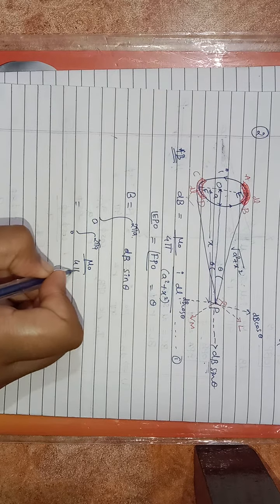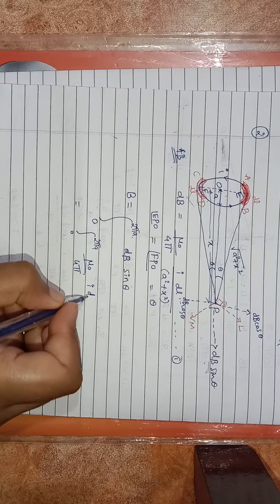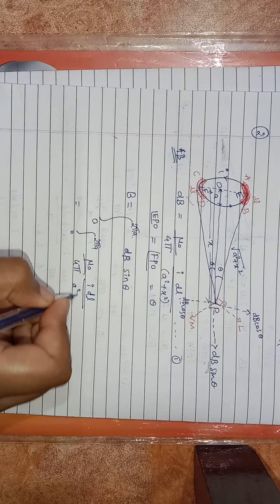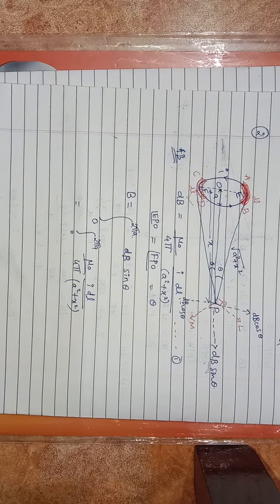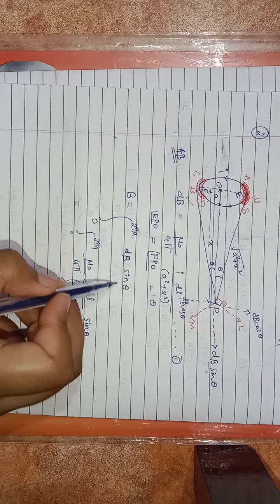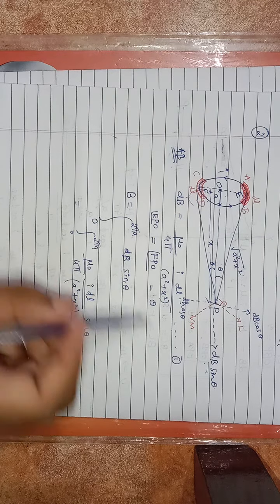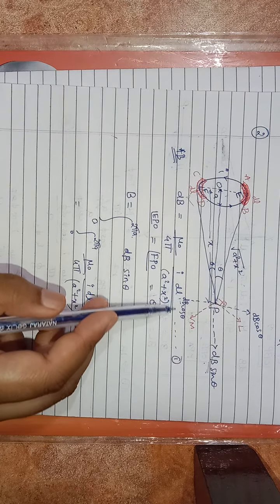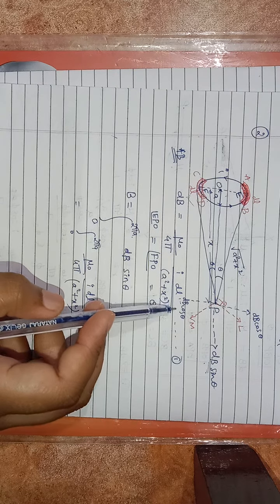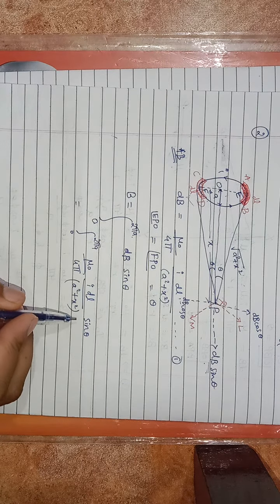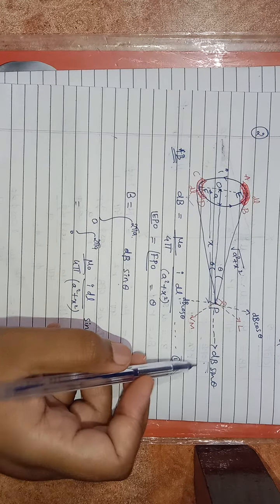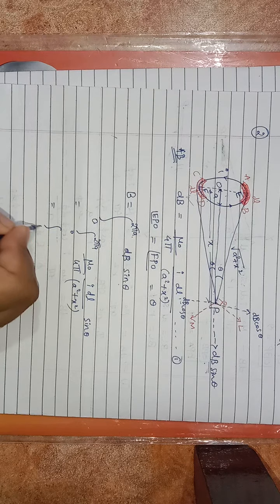Mu naught upon 4 pi I dl divided by a square plus x square. Now here one more sin theta came. Don't forget, this sin theta is not from here. This is from here. Here we have not written sin theta in the initial, because that is already perpendicular, and that is 1. So here one sin theta arises from this component of the magnetic field. Okay, now just go on solving this.